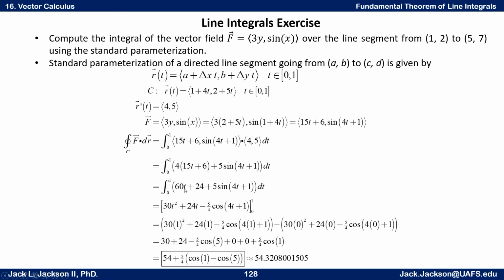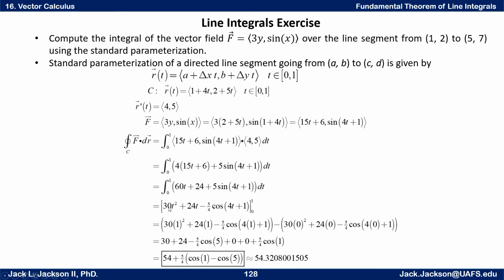This is a pretty straightforward one to take the antiderivative of. The power goes up to 2, divide by 2, the 60 becomes a 30. The constant term 24 just picks up a factor of t. And this one you do have to do a substitution. You let u be 4t plus 1, du is 4 dt. You balance the 4 dt to make du by putting a 1/4 here. We get 5/4, and then the antiderivative of sine of u is minus cosine of u.